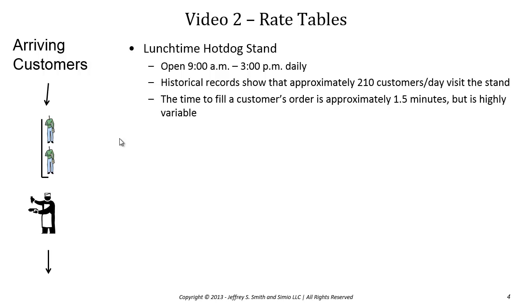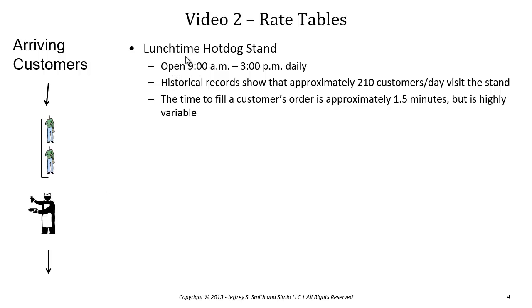In this video we'll be looking at a feature of Simio called rate tables, where we can specify arrival rates that vary with time. The model that we'll be using is a hot dog stand, a lunchtime hot dog stand where customers arrive, and if there's a queue, they wait in the queue, and then they're served by one of the workers at the hot dog stand.